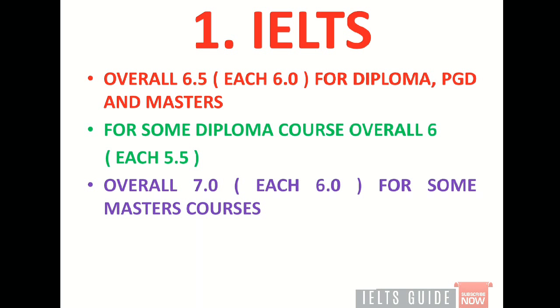But there are some diploma courses that will accept you with overall 6 and each 5.5 band, as well as some universities that require a higher band score, overall 7.0 and each not less than 6.0, for some master's courses only. So it is best that you score overall 6.5 and not less than 6 in each module. Okay friends, that must be your target if you are preparing for the IELTS examination.